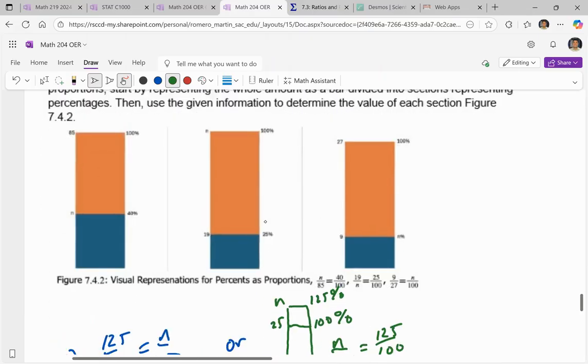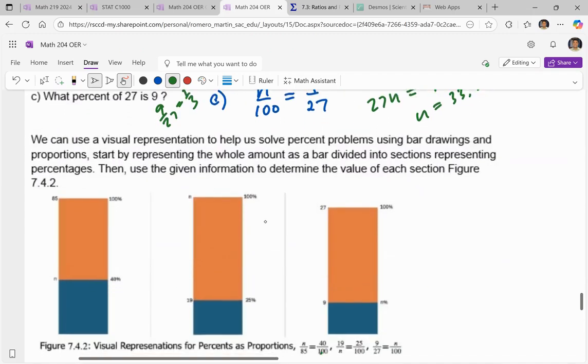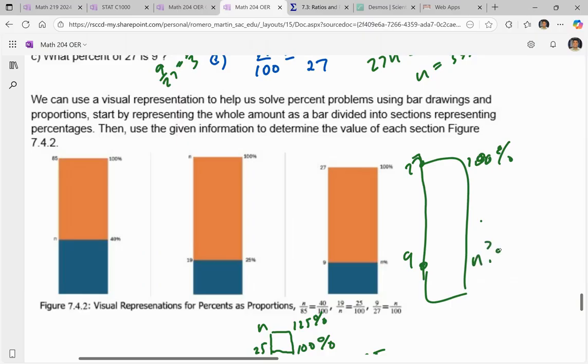Once you write that bar, for example in that C part, what percent of 27 is 9? You draw your bar. Your whole is 27, that's equivalent to 100%. Sorry for my writing. And then 9 is here. Here's 27, there's your 9. And so you're looking for what percent goes here. That's what we're looking for: n percent goes there.